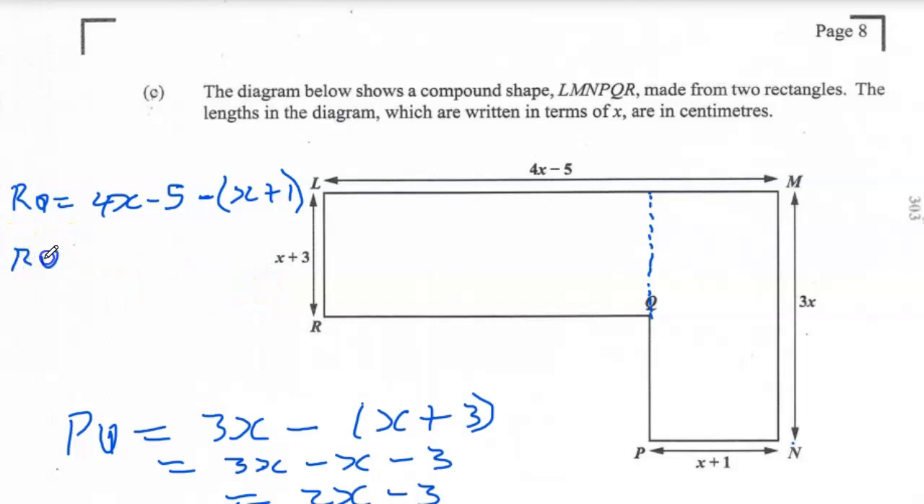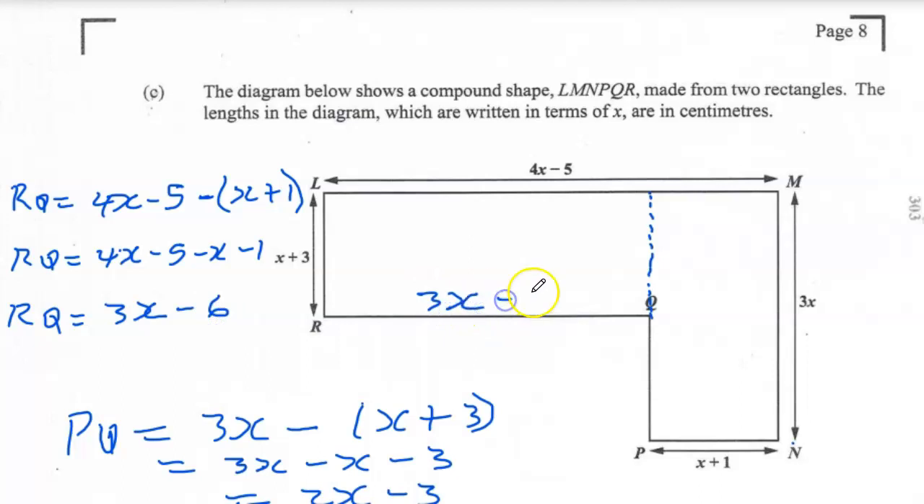So RQ would be equal to 4x minus 5 minus x minus 1, distributing the minus. Which means RQ would be equal to 4x minus x, grouping the like terms, that's positive 3x, and minus 5 minus 1, that's minus 6. So RQ is actually 3x minus 6. And for PQ, we had 2x minus 3.